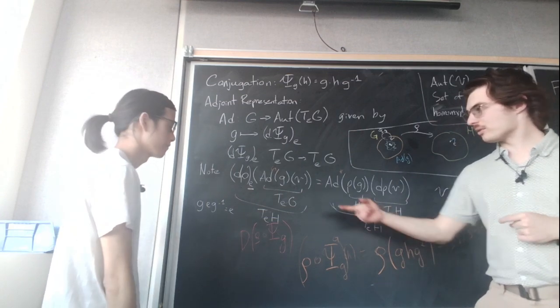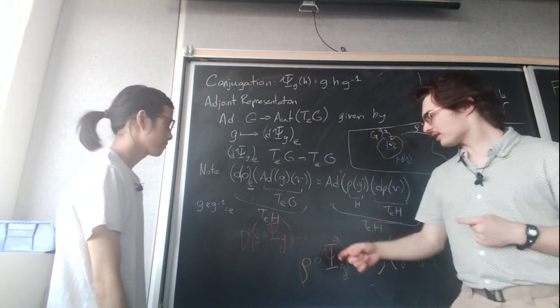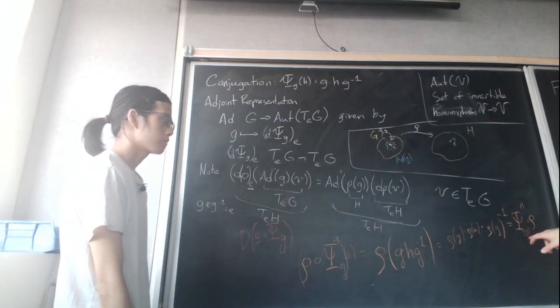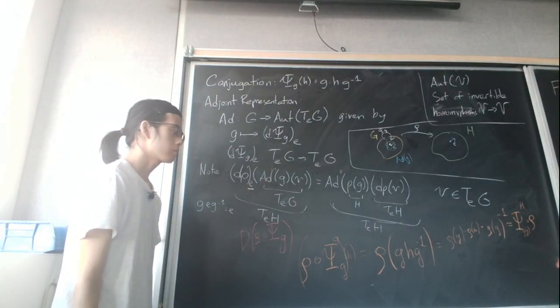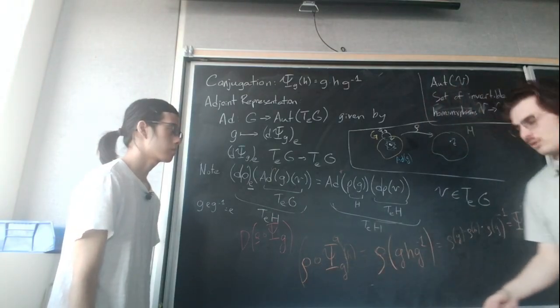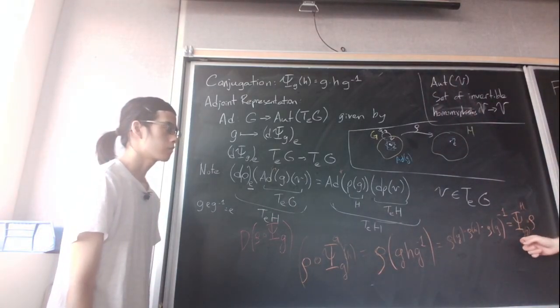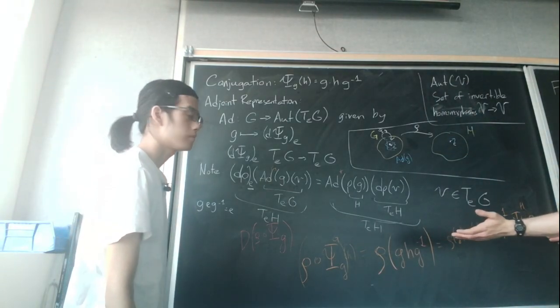Okay. So you can do the maps in this order, or you can do the maps in this order. You can either compose the derivative of this with the derivative of this, or you can compose the derivative of this with the derivative of this, and you should get the same answer because it's the same map.